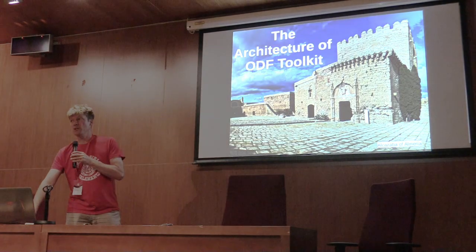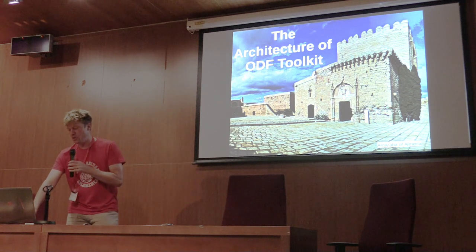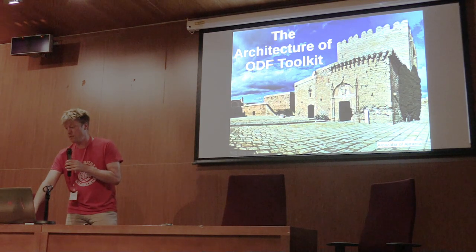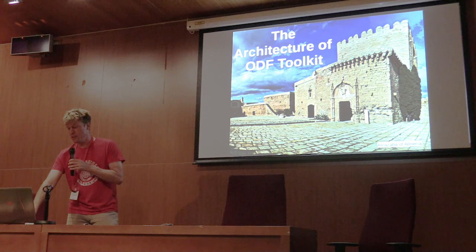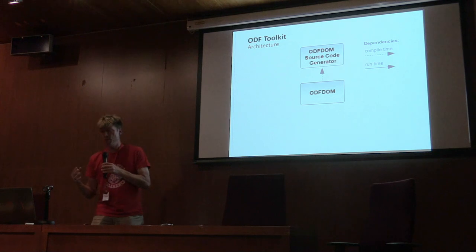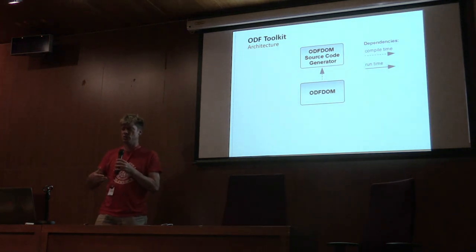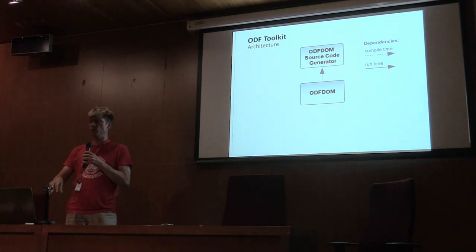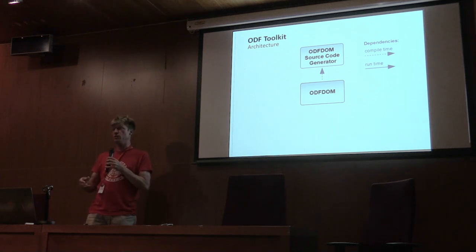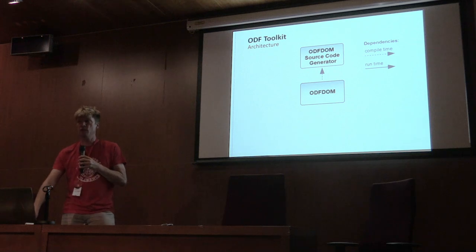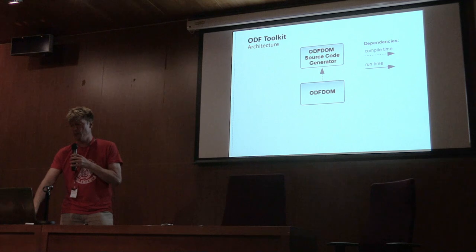All right. So what's the architecture? The architecture of the Alcazaba from Almeria, but what's the architecture? What's it all about? What can we do well here? The main thing, I think, where the ODF Toolkit stands out from others is the ODF DOM, which is generated as much as possible from the specification. I want to dive into it a little bit, because I think we can get even better results from the generation, and even improve the specification.